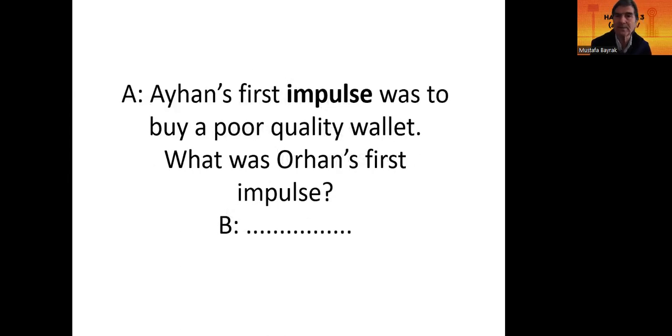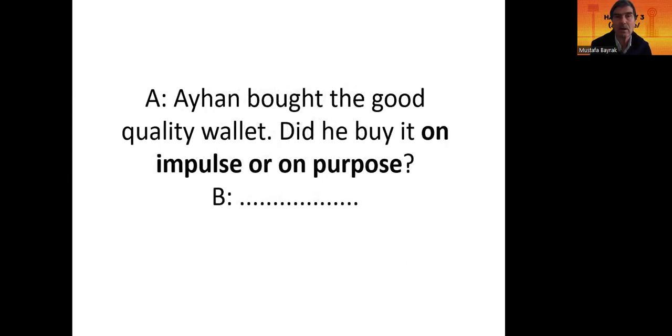Ayhan's first impulse as a noun was to buy a poor quality wallet. What was Osman's first impulse? But on the contrary, Osman's first impulse was to buy a good quality wallet. Ayhan bought the good quality wallet. Did he buy it on impulse or on purpose? Of course, he bought it on purpose.